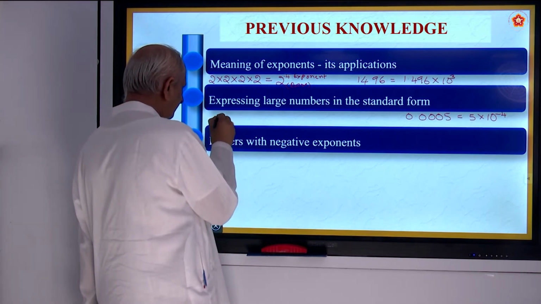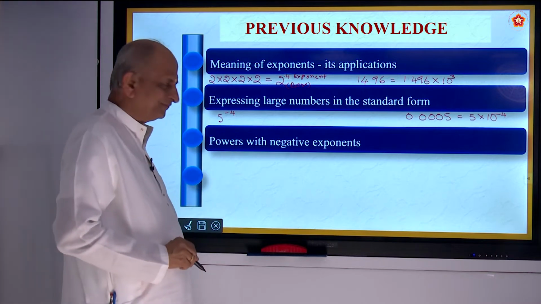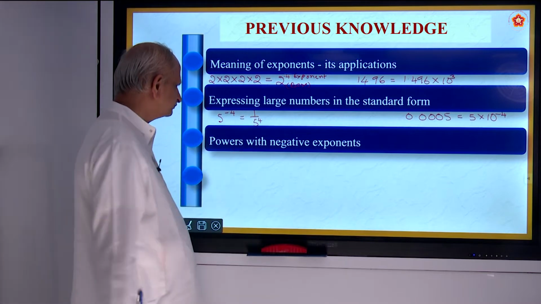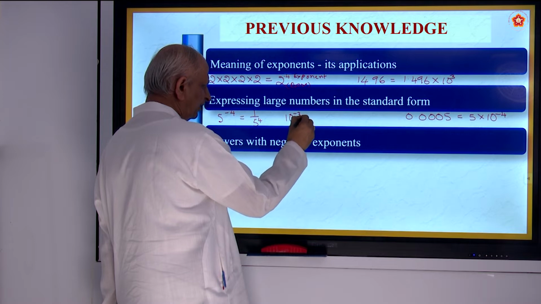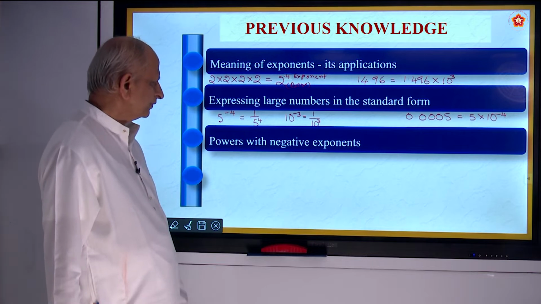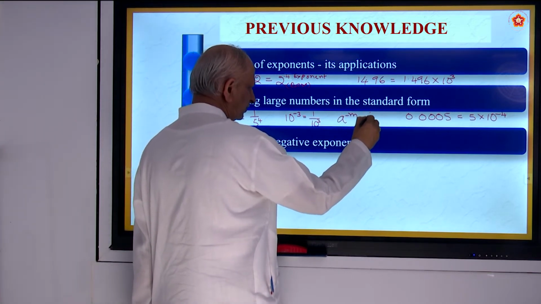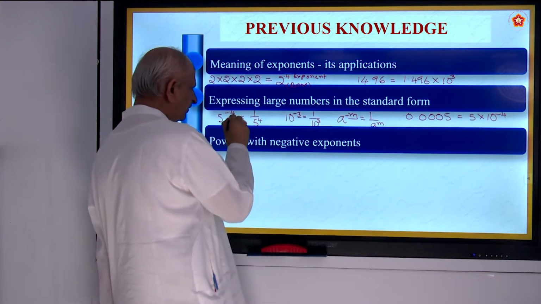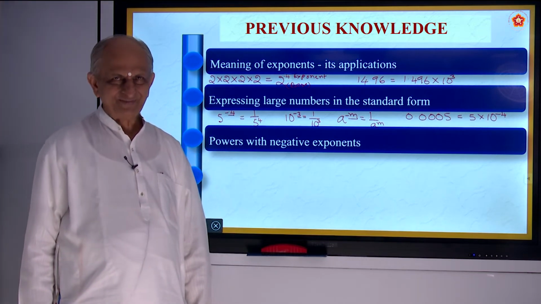For example, you can have 5 to the power of minus 4. That is a negative exponent. What is the value of this? This is 1 by 5 to the power of 4. Suppose you have 10 to the power of minus 3. How do you write it? 1 by 10 cube. Correct? So in general, if you have a to the power of minus m, it is nothing but 1 by a to the power of m. So these minus m, minus 3, minus 4, etc. are called negative exponents. Okay?